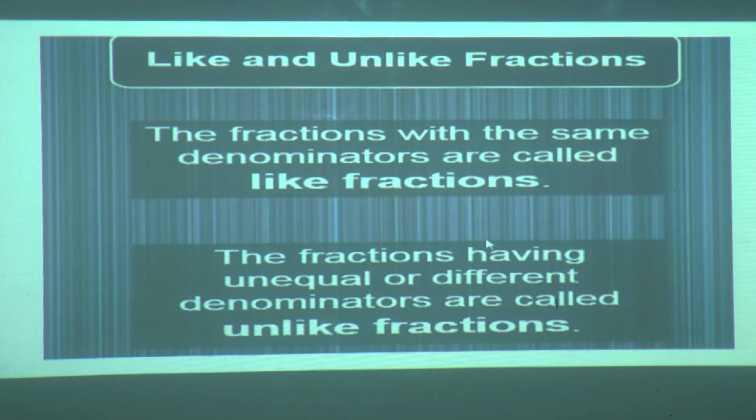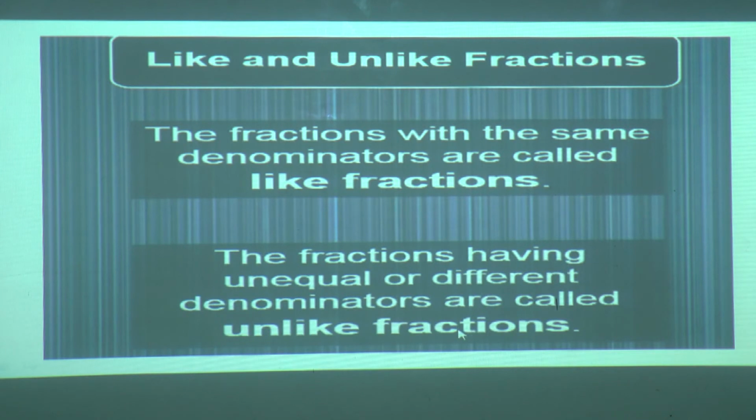Now we will see what are like and unlike fractions. You already learned this in your previous class. Fractions with the same denominators are called like fractions. That means if you have 3 to 4 fractions and the denominators are the same, then you can say they are like fractions. Fractions having unequal or different denominators are called unlike fractions.